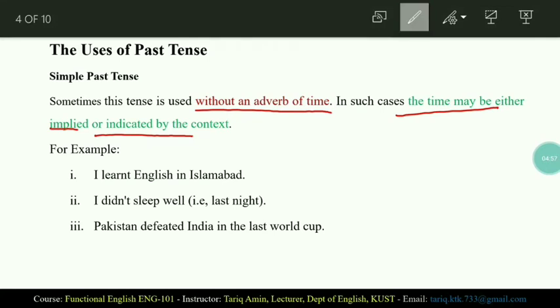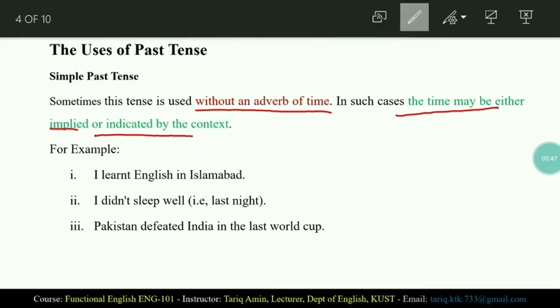In the previous slide, we discussed that with simple past tense, we usually use an adverb or adverb phrase of past time. But there are cases where we don't use an adverb of time. What are those cases? The first is where the time of the action is implied, or it can be implied from the very sentence. In such sentences, we don't use an adverb or adverb phrase of past time. And the second case is where the time of the action is indicated by the context. In such cases, we also don't use an adverb or adverb phrase of past time.